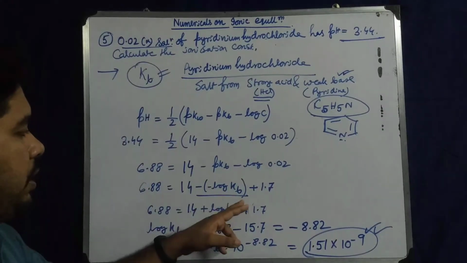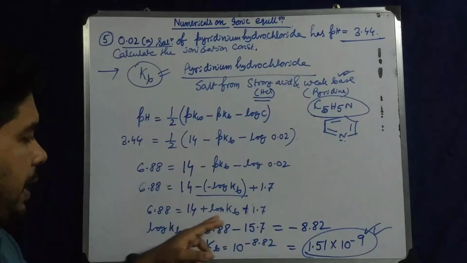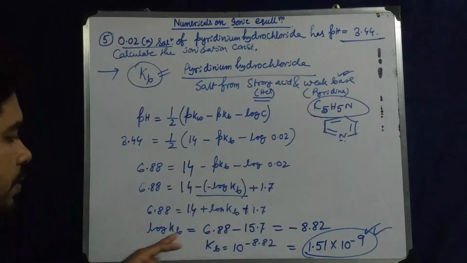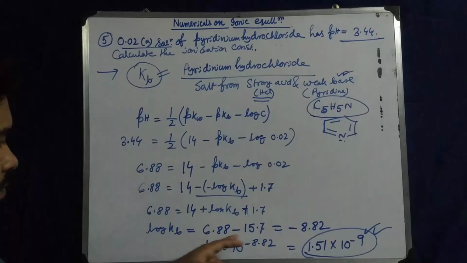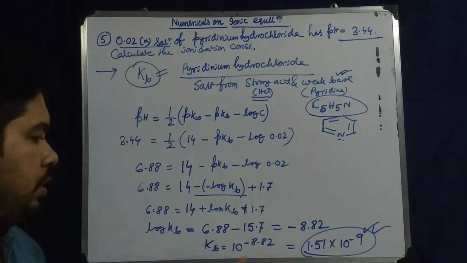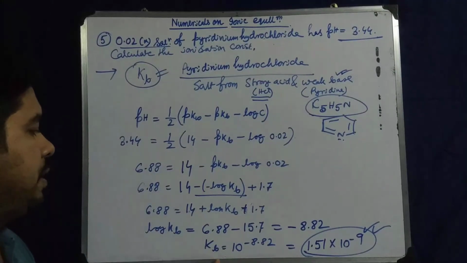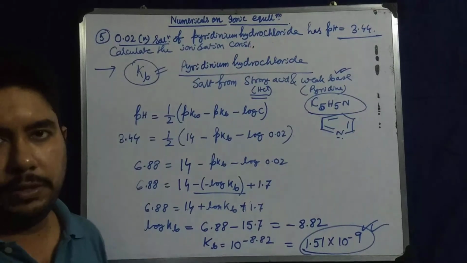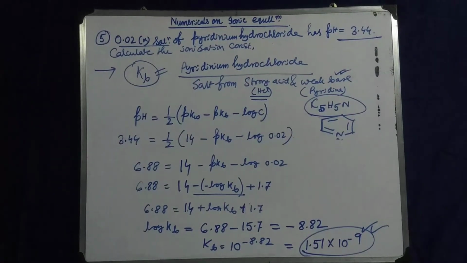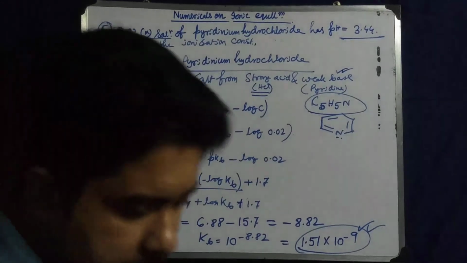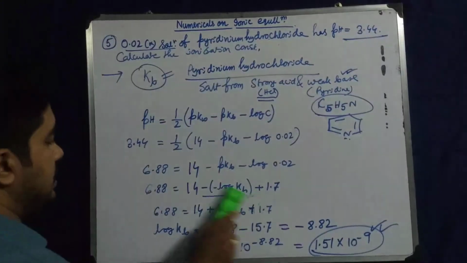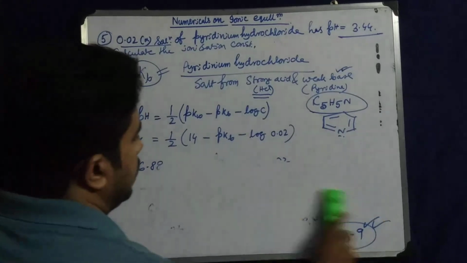And then log Kb will be 6.88 minus 14 plus 1.7, that is minus 15.7, so minus 8.82. You know that log Kb means Kb equals 10 to the power minus 8.82. So it is just a simple operation of log, and we have finished. That will be our answer. It is the same type as question number 4, which we have done.